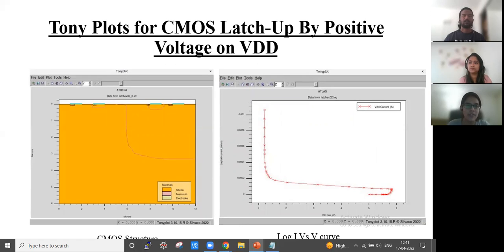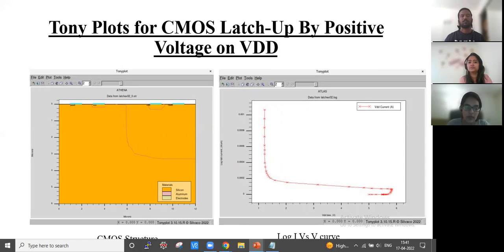So on the left hand side, we can see a CMOS structure, and on the right hand side, we can see the I versus V curve. As already stated, latch-up occurs as a result of triggering a parasitic device. An SCR is normally an off device in the blocking state, and in that blocking state, it is a high impedance path between the supplies.